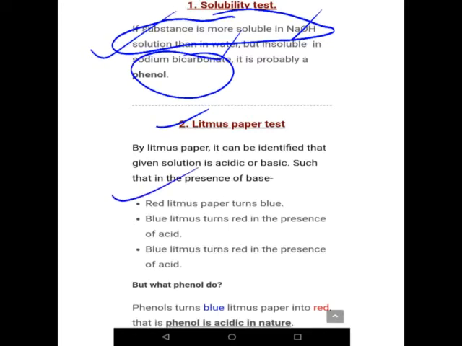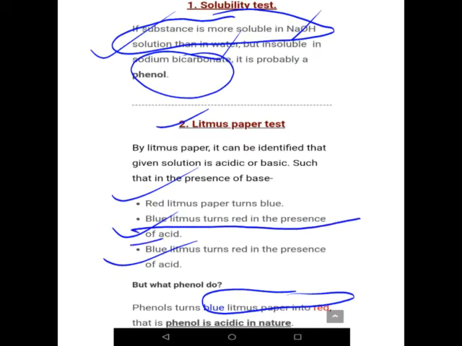Red litmus paper turns blue in presence of base, and blue litmus turns red in presence of acid. So if blue has converted to red, it is acidic, and if red converts to blue, it is basic. We have to moisten the litmus paper and add it to the phenol. The blue litmus turns red, which means it is acid. So phenol is acidic in nature.